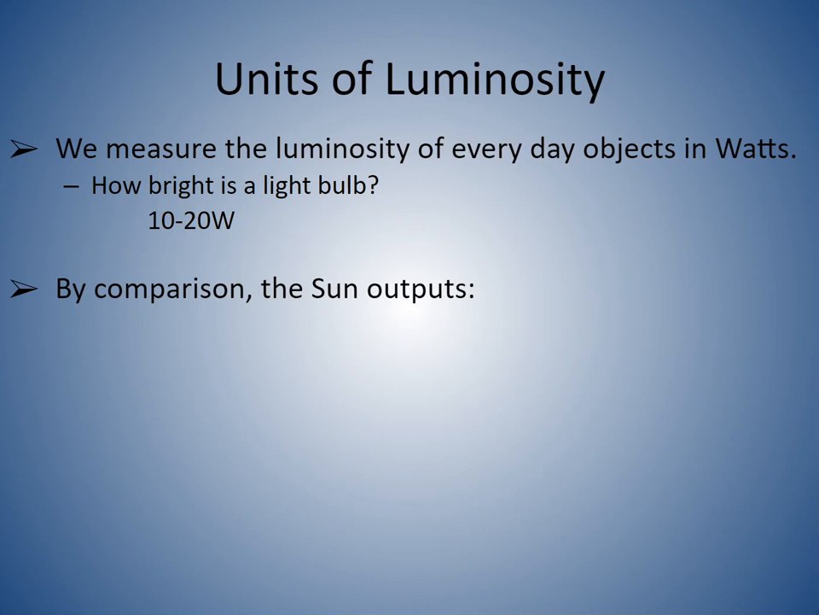Okay, so luminosity is measured in something called watts. This is also, you may remember, the unit of power, right? Energy or power is in watts, and power is really just energy per second. So a watt is a joule per second. A light bulb is typically 10 to 20 watts.